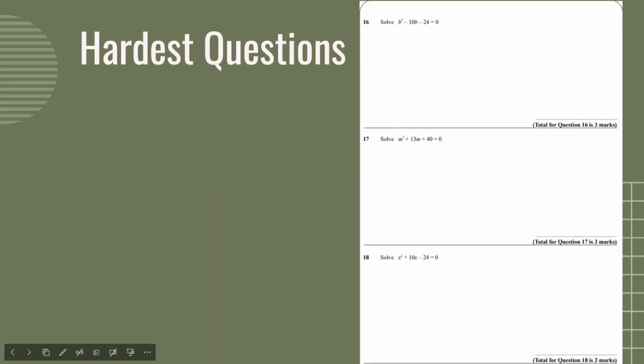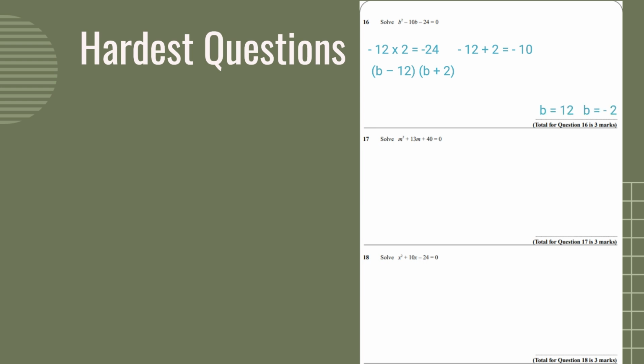Now, here are some of the hardest exam questions you'll probably be asked in solving quadratics by factorisation. Have a go, pause the video, and unpause when you've done. So, in our first question, we're asked to solve b squared minus 10b minus 24 equals 0. Minus 12 times 2 equals minus 24, and minus 12 plus 2 equals minus 10. So b minus 12 and b plus 2 are our two brackets. Our values for b are b equals 12 and b equals minus 2.